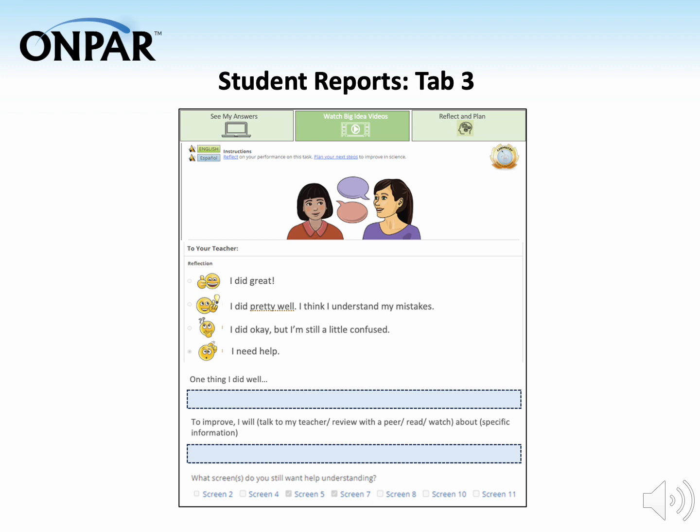The final tab of the student report you can see is titled Reflect and Plan. It gives students just an emoji to choose to say, hey, I think I did okay, or I did really great. It gives them an open-ended text box to describe one thing that they did well so they can highlight a strength, and then to pick an area of improvement. And then finally, at the bottom, you see what screens do you still need help understanding. So maybe they watched that big idea video, but they're still confused about screens 5 and 7. Then that will get communicated to their teacher.